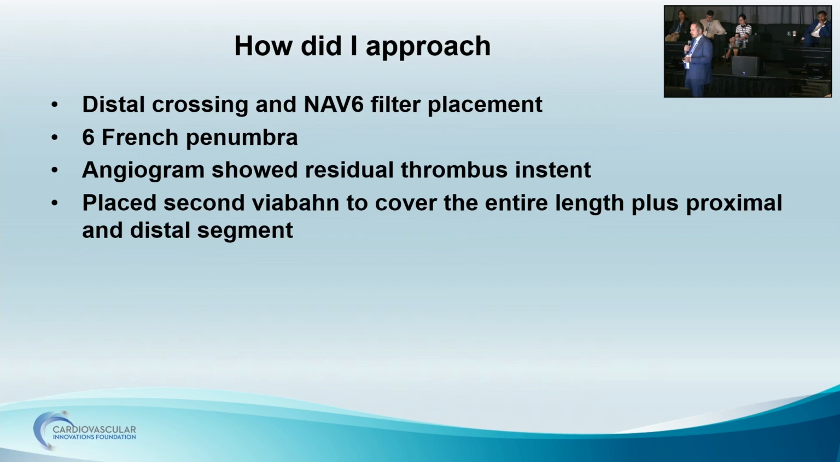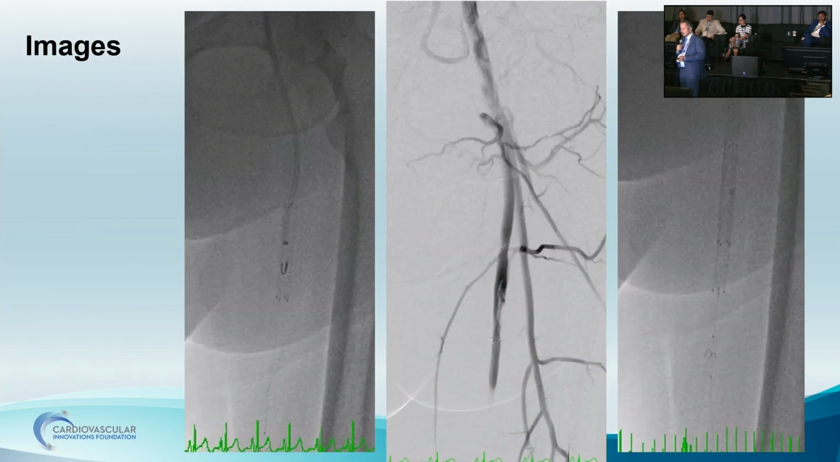So with the balloon angioplasty, they tried to put a second Viabahn stent, and what happened is they had no flow. And you can see this kind of stagnation of flow, but basically the clot has showered distally, and the patient ended up with worsening pain.